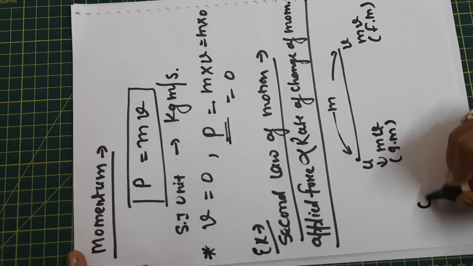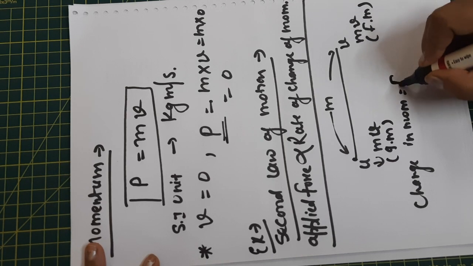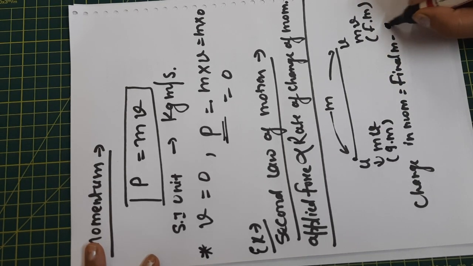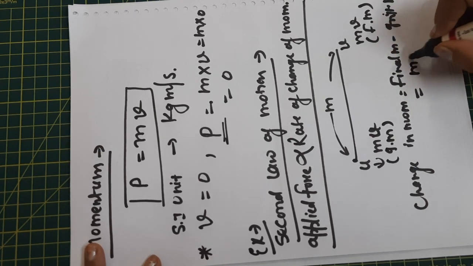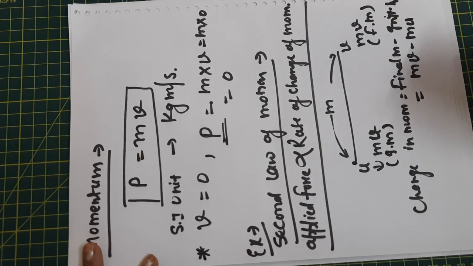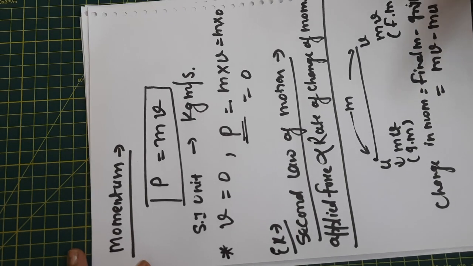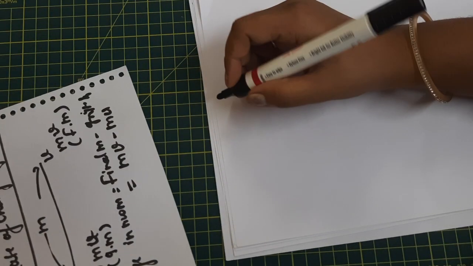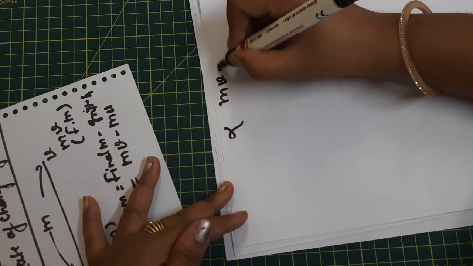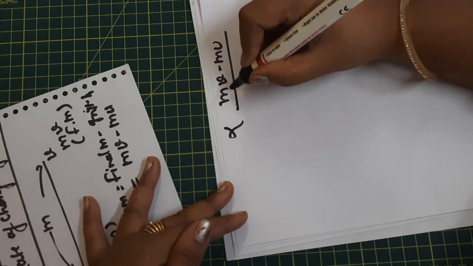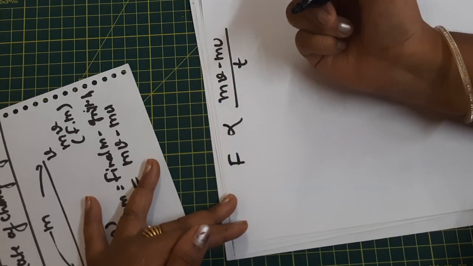So when we calculate the change in momentum, that will be equal to the final momentum minus the initial momentum, right? That is m into v minus m into u. Right children? Now we will put all the values in the equation. The rate of change of momentum will be the final momentum minus the initial momentum, m into v minus m into u, and rate means divided by the time, is proportional to the applied force, suppose it is F.